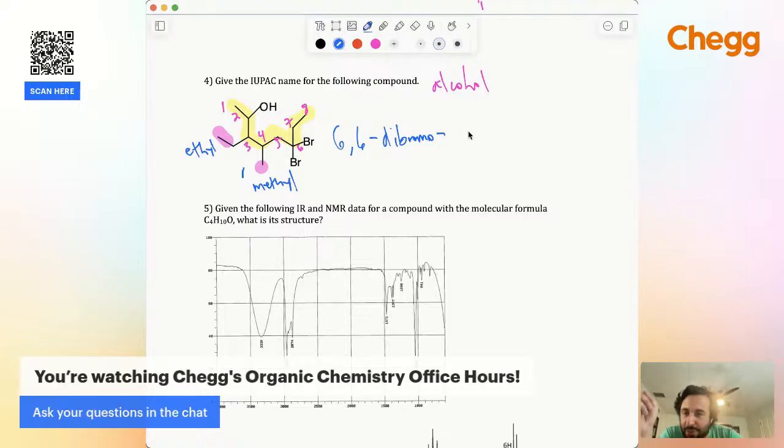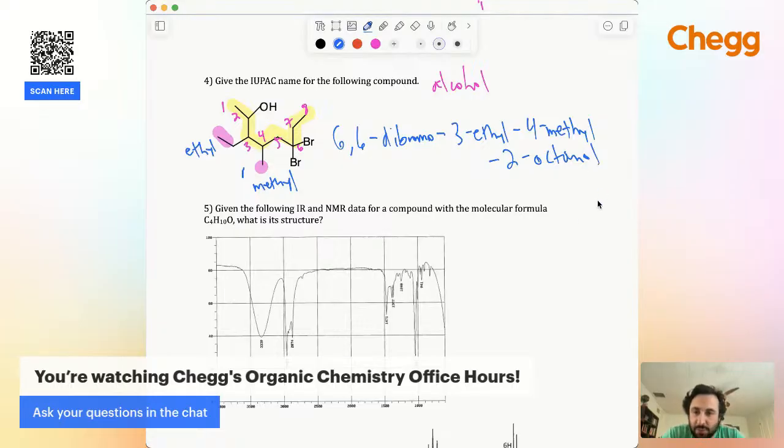Then we have to do ethyl, 3-ethyl. Then we do 4-methyl. And then we do 2-octanol. So that should all be one line. I just ran out of space. Thank you for that. I can't believe I just totally spaced on that.